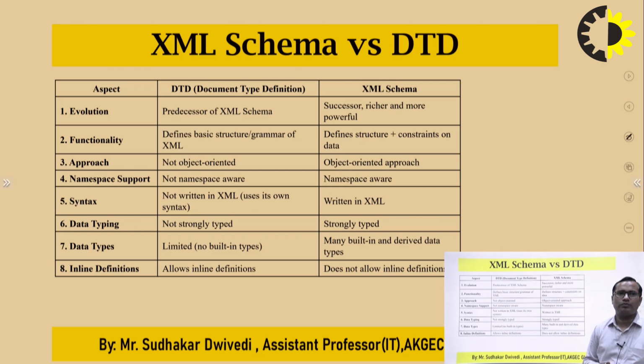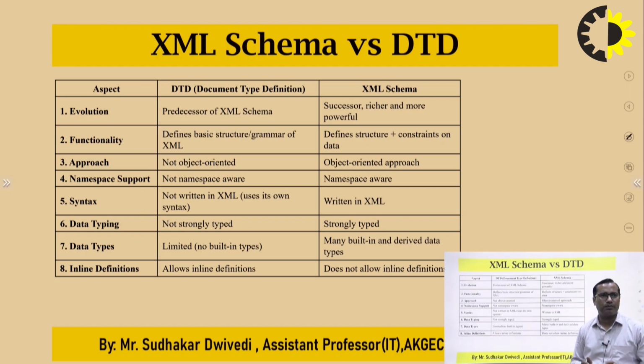DTD is not object-oriented, but XML schema follows the object-oriented approach. DTD is not namespace aware. That means if we have two elements with the same name, there is no mechanism to handle this. But in XML schema, we can handle XML documents if there is a conflict in the element's name by using the namespace.